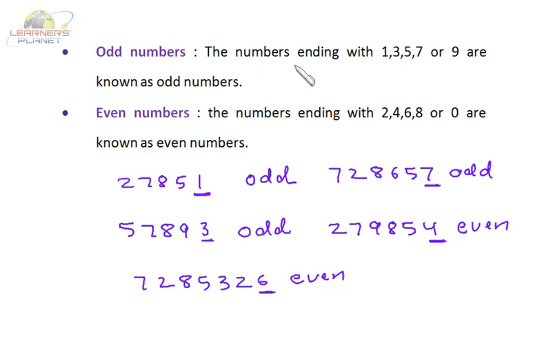Further, the numbers ending with 1, 3, 5, 7 or 9 are odd numbers, and the numbers ending with 2, 4, 6, 8 or 0 are even numbers. Ending means the number which is at the units place, or we can say the unit digit. If the unit digit is 1, 3, 5, 7 or 9, then the numbers will be odd numbers. And if the unit digits are either of 2, 4, 6, 8 or 0, then the numbers will be even numbers. Okay, I'm sure you are clear about the concept of odd and even numbers. Now let's take the prime and composite numbers.